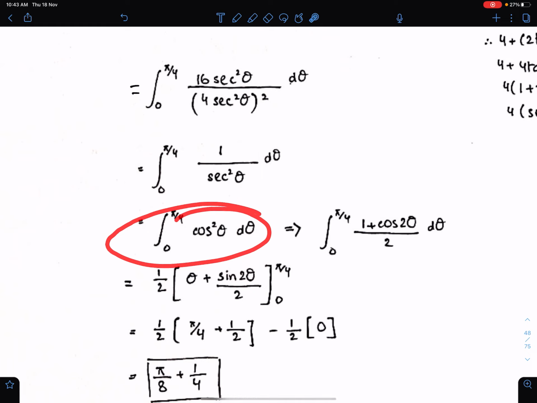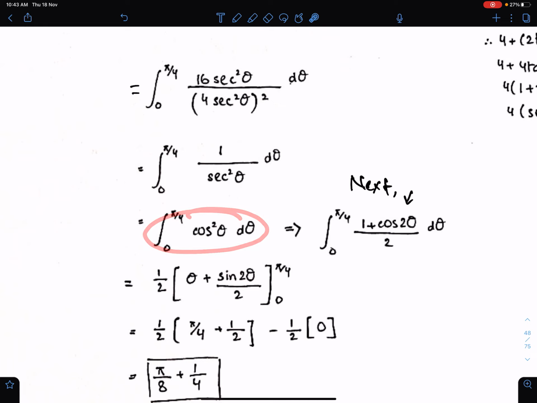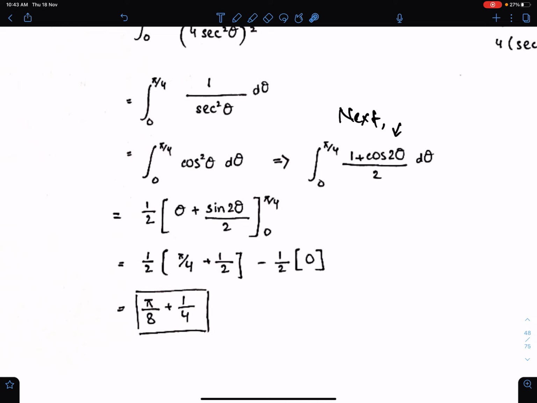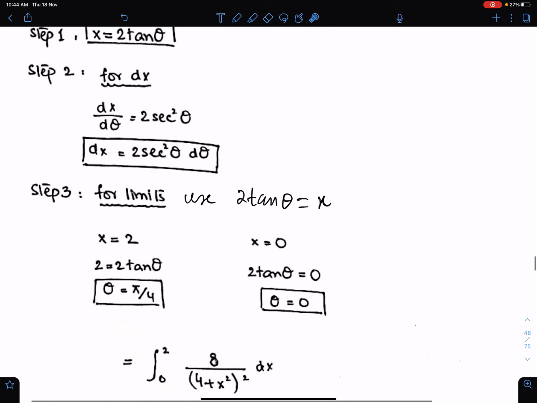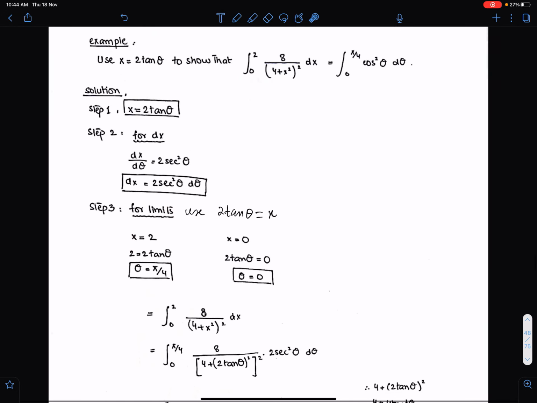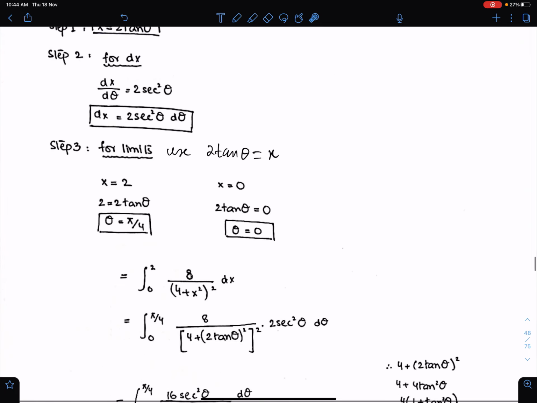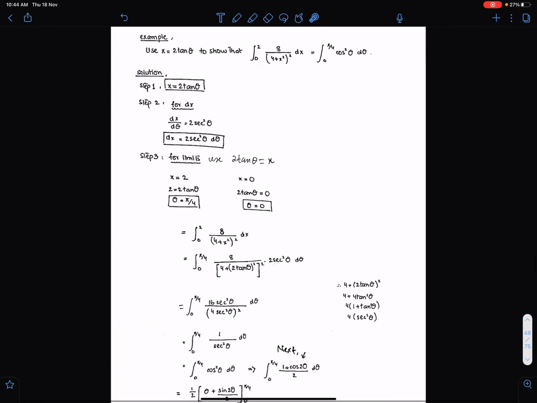Now to integrate this, use the double angle formula. This is the next part. So the double angle formula of cos square theta is 1 plus cos 2 theta upon 2. And the integral of 1 is theta, and the integral of cos 2 theta is sin 2 theta upon 2, and this 2 is here. Now apply the limits here. This is the exact answer. You can check the solution again. This is what we had to show.